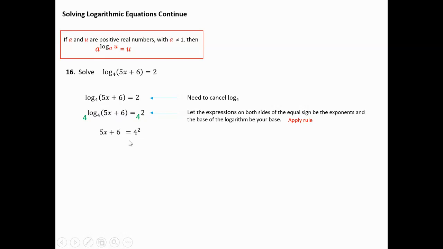So this becomes x plus 6 equals 4 squared. Now 4 squared is going to give us 16. Now we solve for x, right? Since we only have the x to the first power, I'm going to subtract 6 from both sides. So we have 5x equals 10. We divide both sides by 5, so x equals 2.